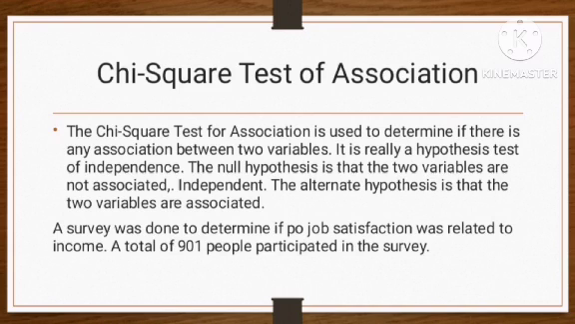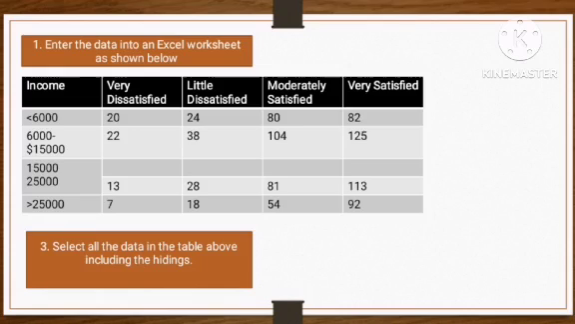A survey was done to determine if job satisfaction was related to income. A total of 901 people participated in the survey. So we enter the data into an Excel worksheet as shown below. Select all the data in the table above, including the headings. And this is the chi-square test for association input.